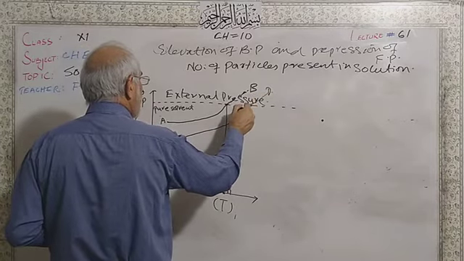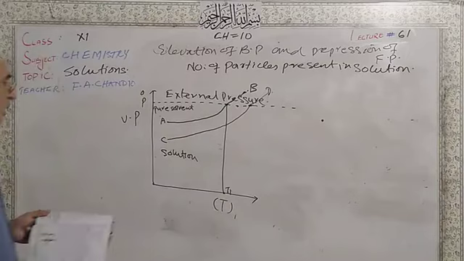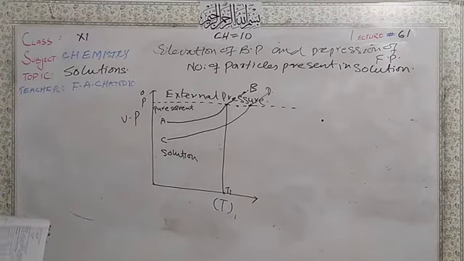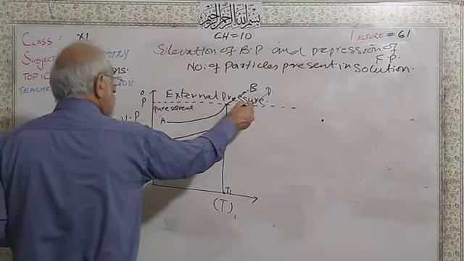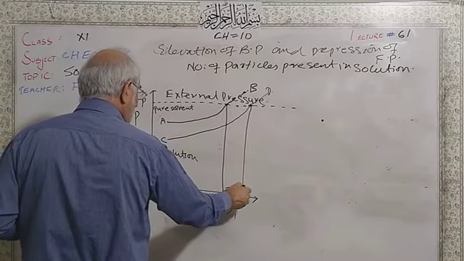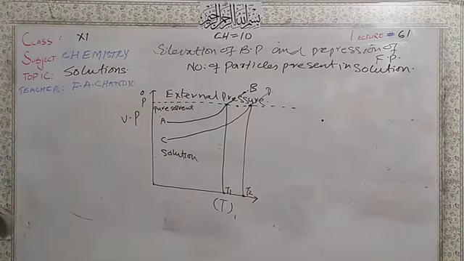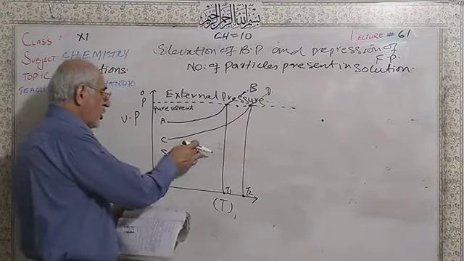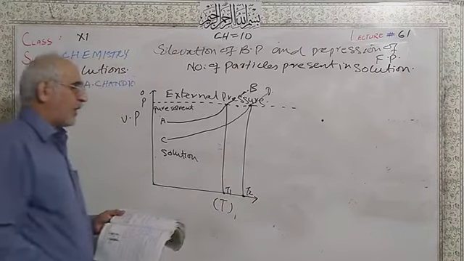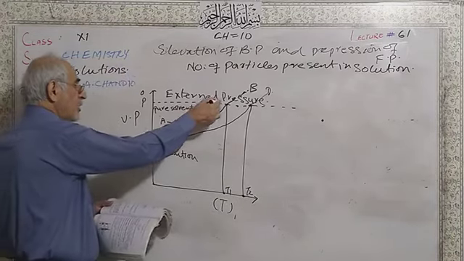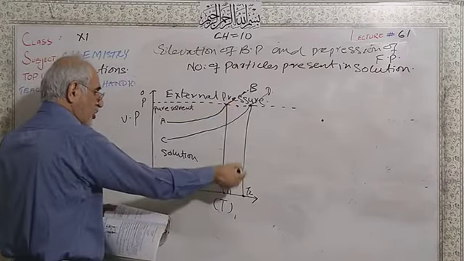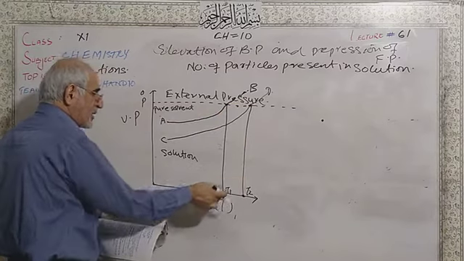Because the vapor pressure is decreased, the boiling point is going to be increased, so you will get the boiling point here. This point temperature is T2. So you can see that the boiling point of the solution is greater than that of the pure solvent. This is the pure solvent and this is the solution. This is higher and this is less.